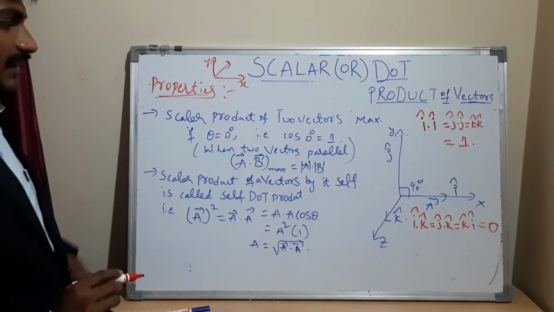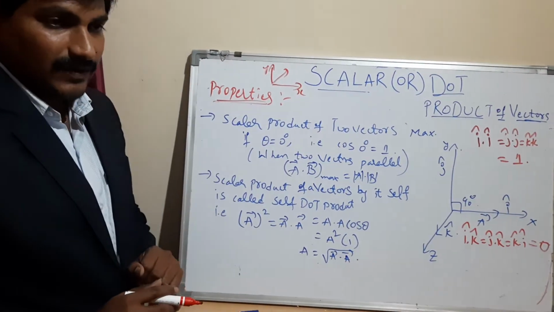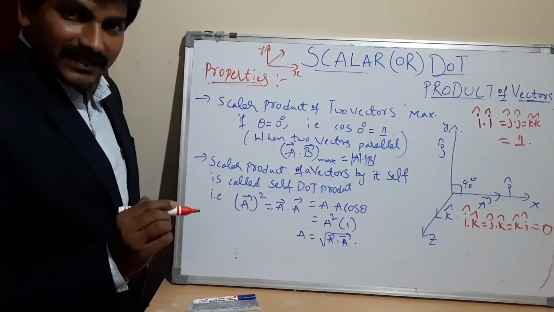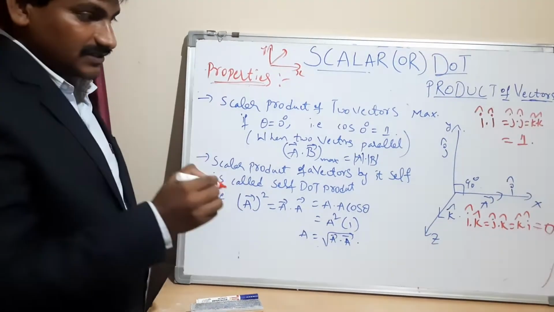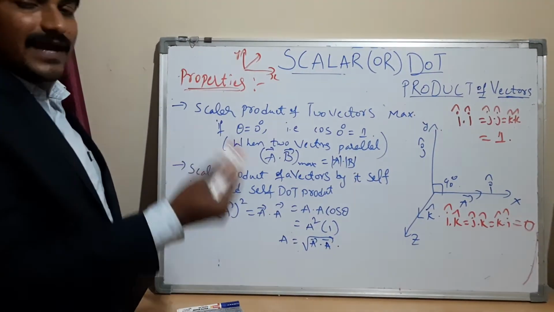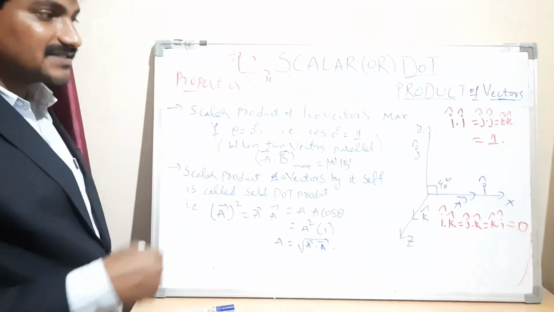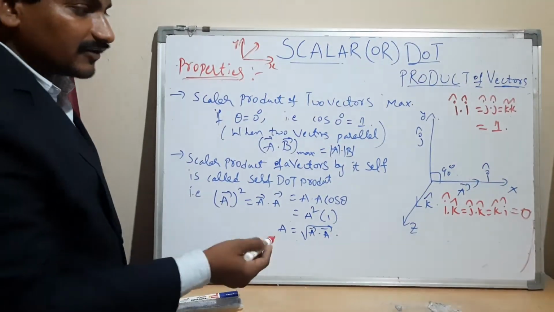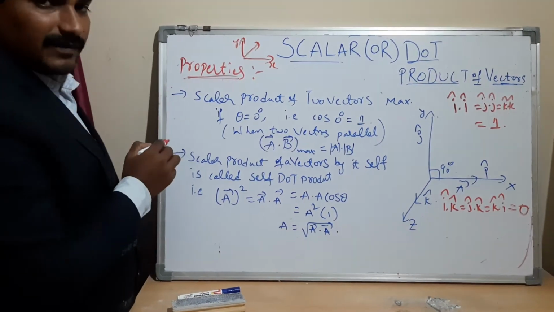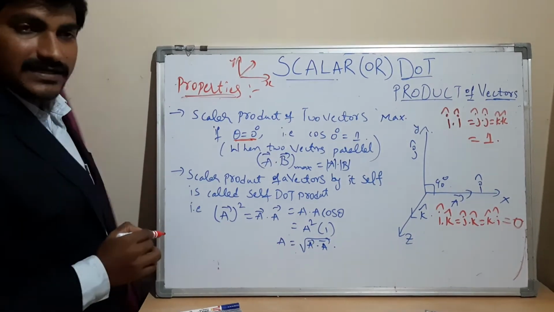Another property is that the scalar product of any two vectors gives us a maximum when, for example, two vectors are acting along the same direction, a parallel direction. Let us say this is a vector A, and in the same direction there is another vector A of the same nature acting. Then they are parallel to each other, and we can say that theta is equal to 0 degrees.